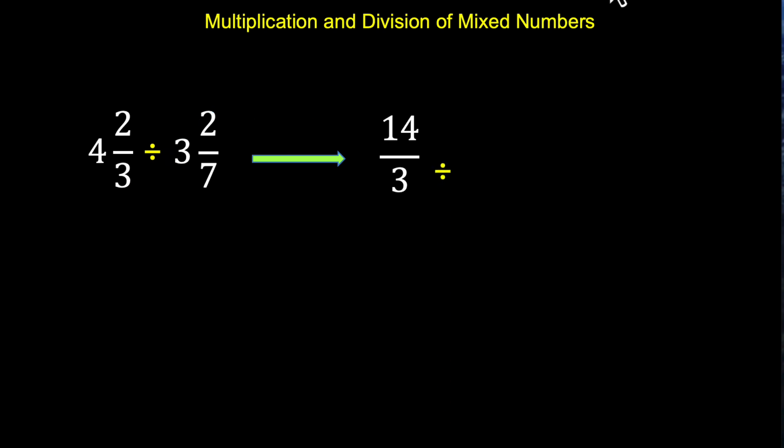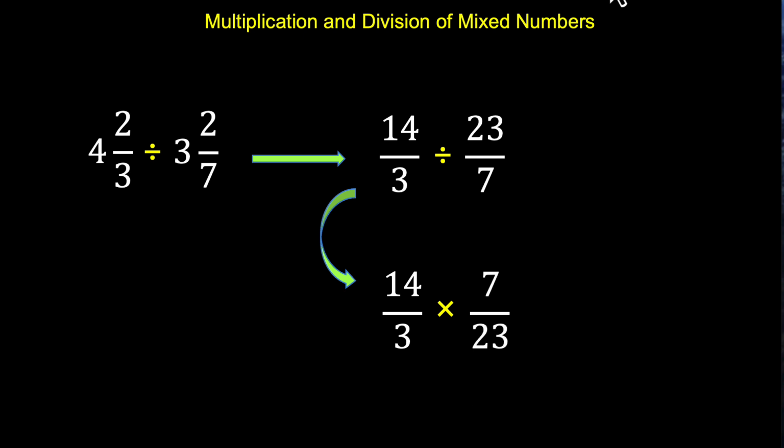So we have something like this: 14 over 3 divided by 23 over 7. Then for dividing two fractions, just keep, change and flip. You need to keep the first fraction as is and then change the division sign to multiplication. Lastly, flip the second fraction by switching the top and the bottom numbers.